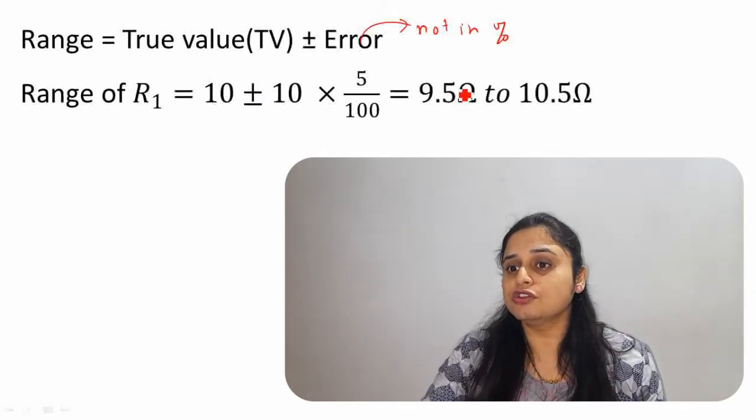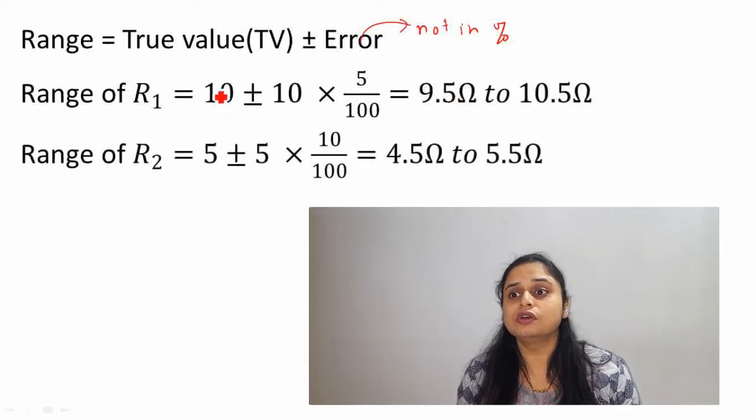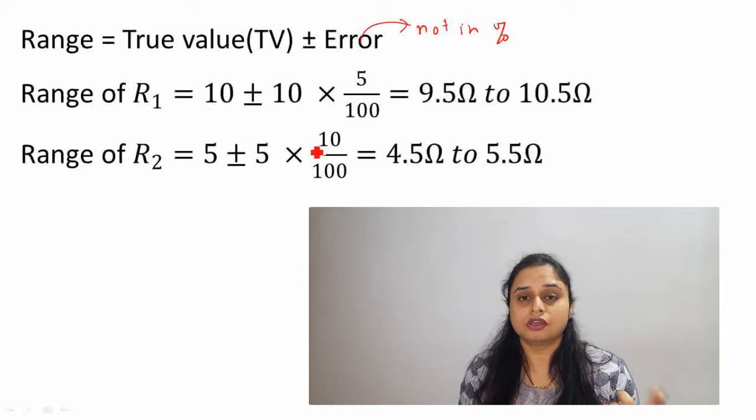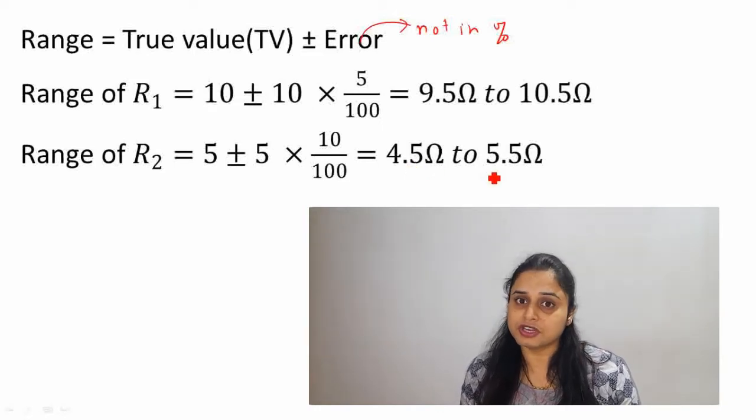Similarly, we can find the range of R2 also. Substitute the values. The true value of R2 is 5 plus minus error. The error is 10%, that is the tolerance for R2. 10% means 10 upon 100. It is on the true value, so multiplied by 5. When we solve for the plus sign, you will get 5.5 ohms, and when we solve for the minus sign, you will get 4.5 ohm. So the range of R2 will now be 4.5 ohm to 5.5 ohm.